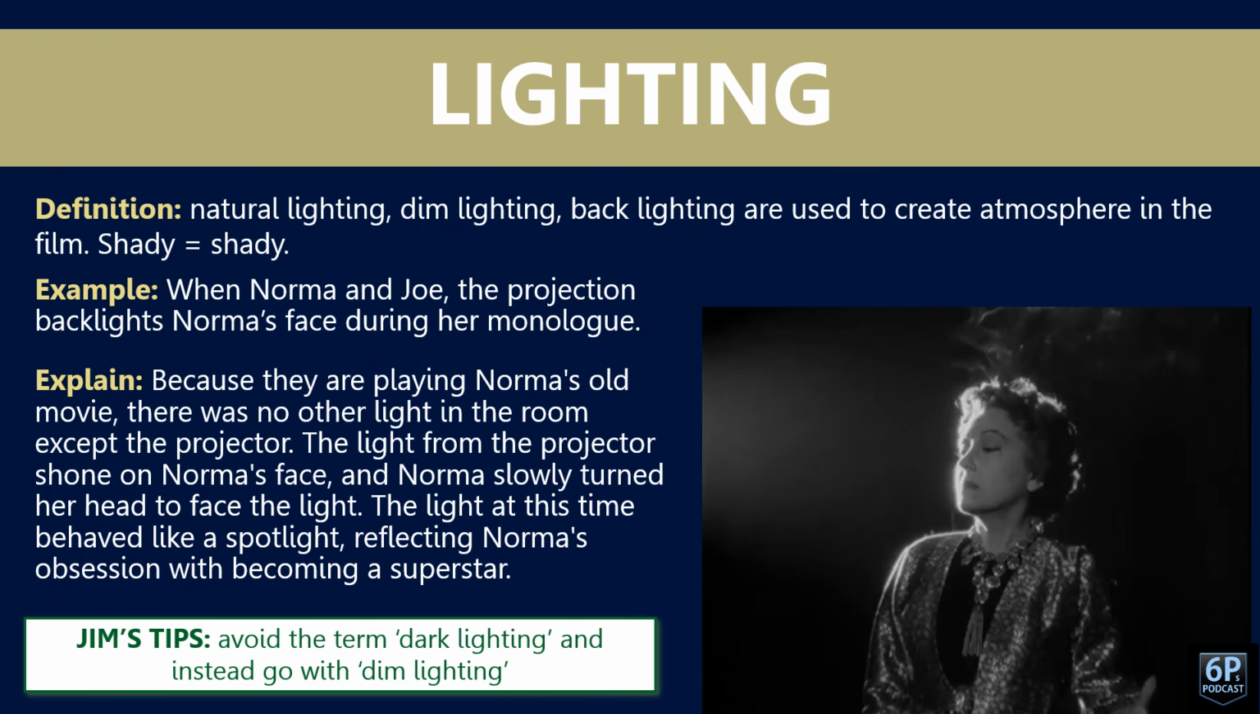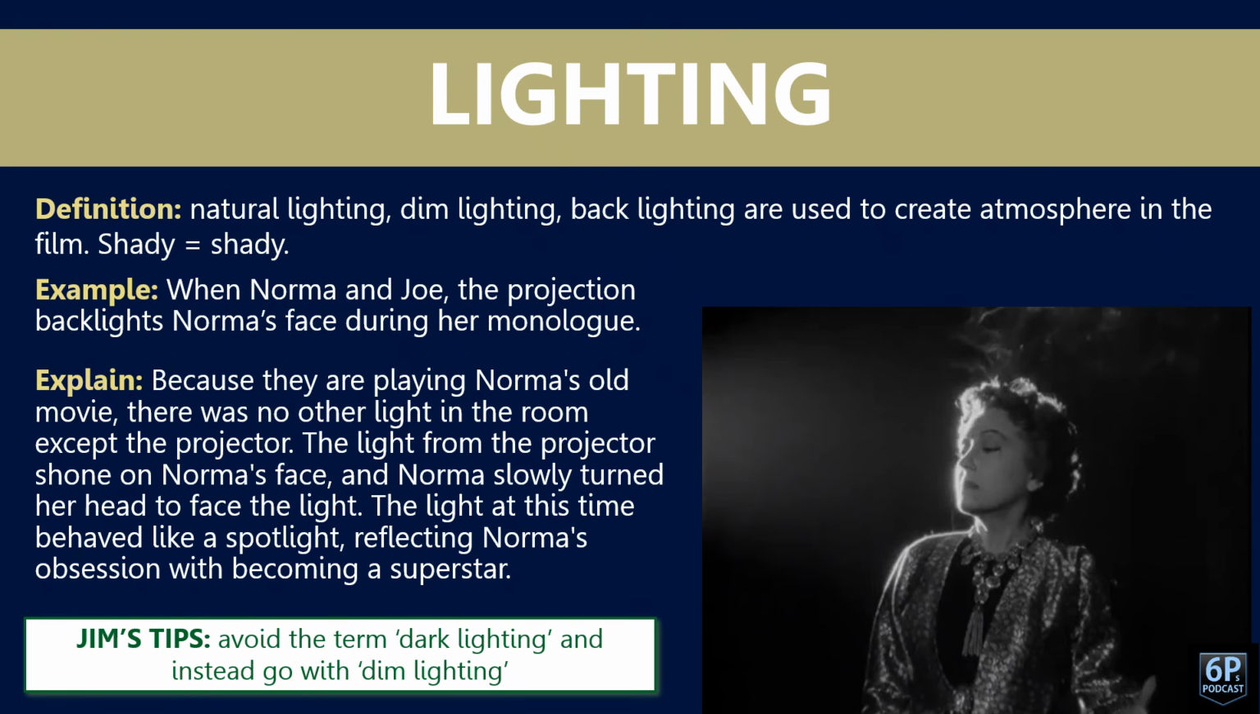Let's talk about lighting. There are so many different types of lighting. Some you can talk about are natural lighting, dim lighting, backlighting. These are all used to create atmosphere in a film. And I like to use this idea of, oh, it's a bit shady. If there are lots of shadows, then it means that the character or the atmosphere is a little bit shady.